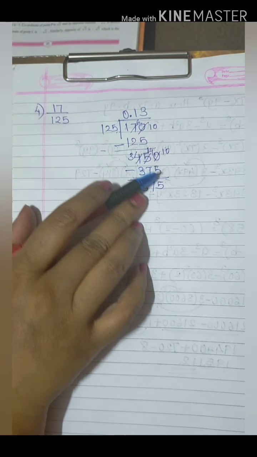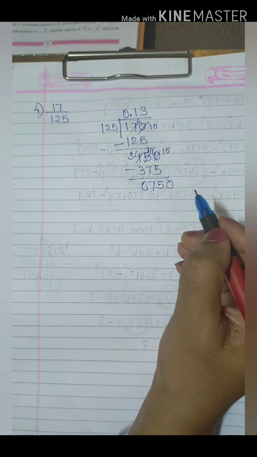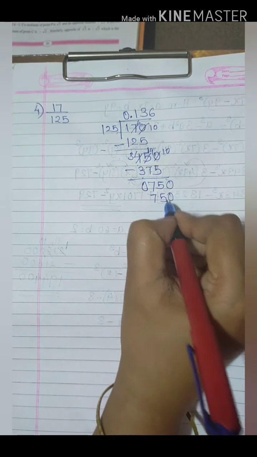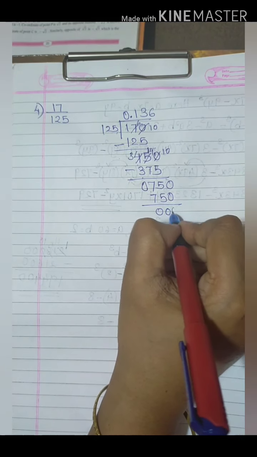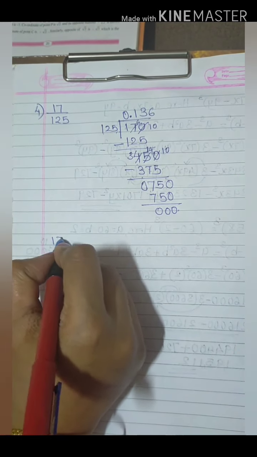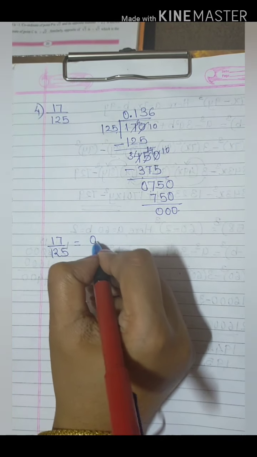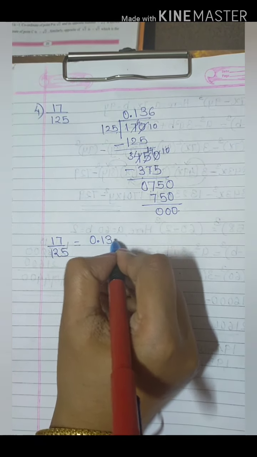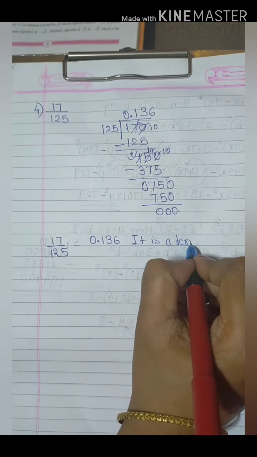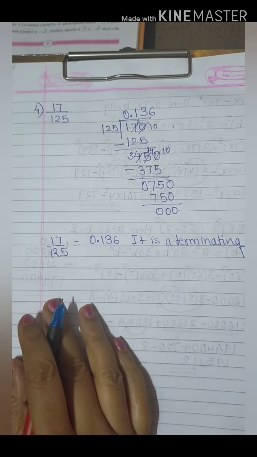Now again we are going to take 0 here. Now 125 sixes is 750, we got the answer. Now in decimal form, 17 upon 125 is equal to 0.136. It is a terminating type.